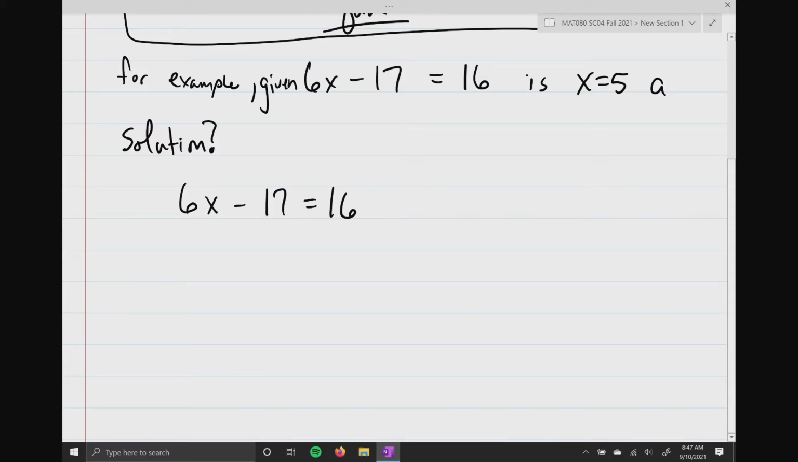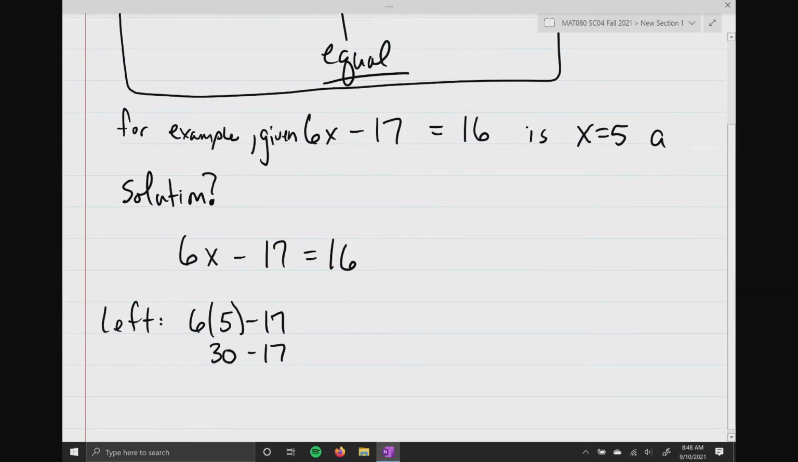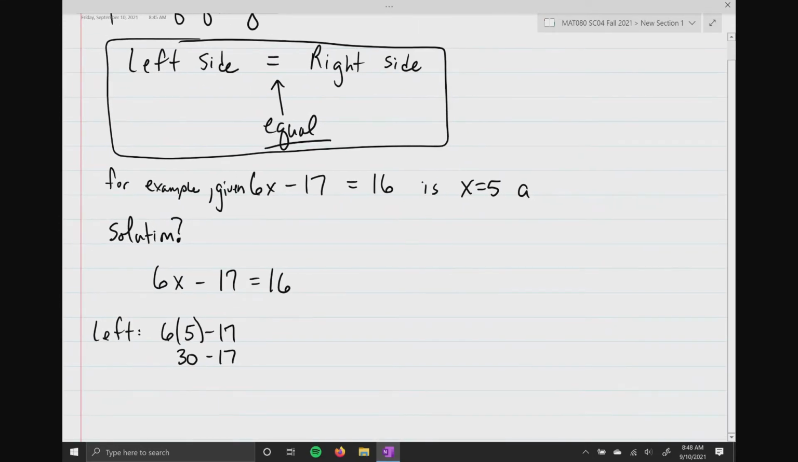And what I mean by that is I'm going to look at the left side first. I'm going to substitute in my value of x. And all I'm going to do is just simplify this down. Order of operations still apply. So, no parentheses, no exponents, multiplication, 6 times 5. Well, that's going to be 30. And 30 minus 17 is 13.